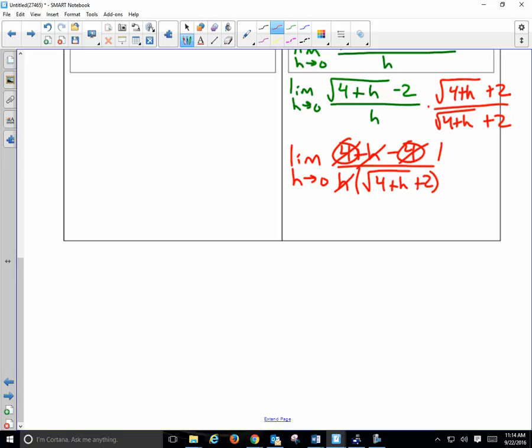Can I now plug in 0? If you plug in 0, you get 1 over 4 plus 0 is 4, square root is 2, plus 2 is 4. We have 1/4.